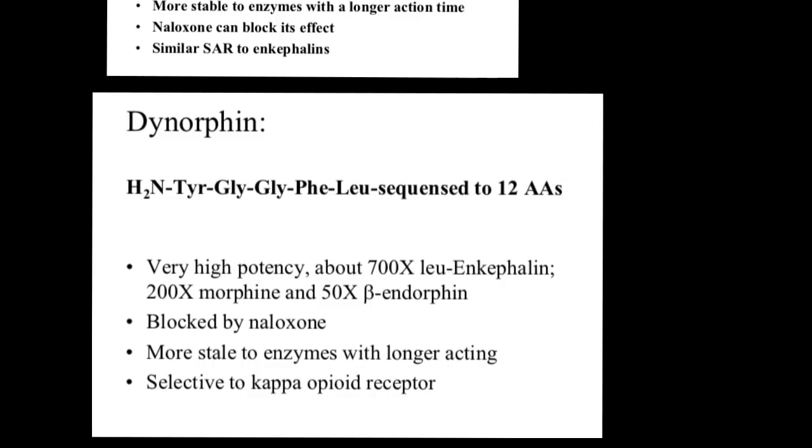Dynorphins, remember, dynorphins attach to your kappa opioid receptor. It has your tyrosine, glycine, phenylalanine, and it has your leucine, unlike your methionine. This sequence, he spelled this wrong. Sequence to 12 amino acids. These are very high potency, and these are, he spelled stable wrong too. Oh, Dr. Chang's getting tired. More stable to enzymes, and they're longer acting.